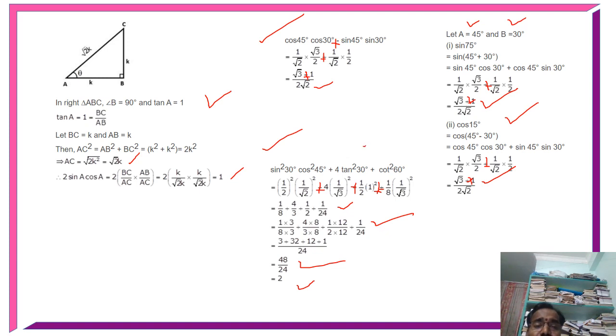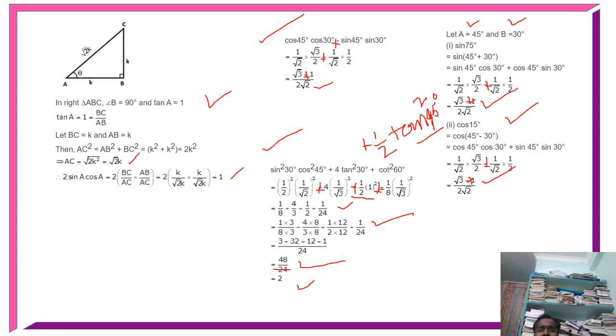So here 1 is missing, children. 1 by 2, 1 by 2 tan square 45 is there. So please remember, in between tan square 45 is missing. So tan square 45, 45 is 1, 1 by 2 into 1 square. After simplification, we got 1 term, 2 term, third term, fourth term. Third term is here 1 by 2 tan square 45. As we know, 45 degrees tan is 1. That is why 1 by 2, 1 square, 1 by 2. Simplification, we got 48 by 24.